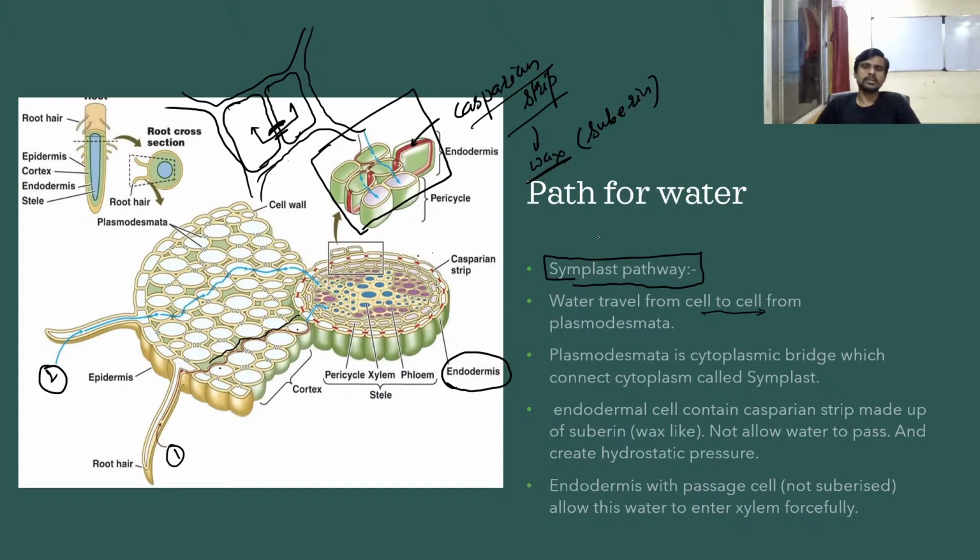So it's a suberin. It's a wax-like material. From the name wax we can understand it's hydrophobic in nature. So it is not going to allow the water to move from this side to this side directly because of this wall which is hydrophobic in nature. Because of that, what happened? It creates a hydrostatic pressure. Water comes and holds itself in this part. So there is more water in this part.